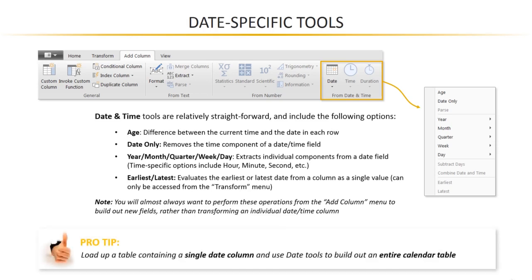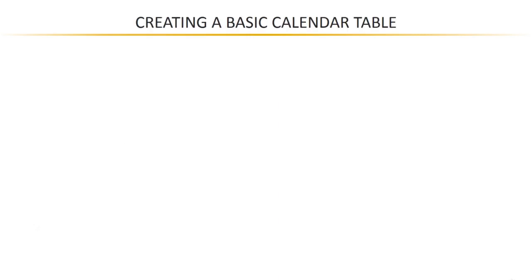So pro tip here, what you can actually do in Power BI quite easily is load up a table that just contains a single set of dates, or you can create a date table and then use these date tools to actually build out an entire robust calendar. So that's exactly what I'm going to show you how to do in a second, but first let me give you a little peek of what that's going to look like.